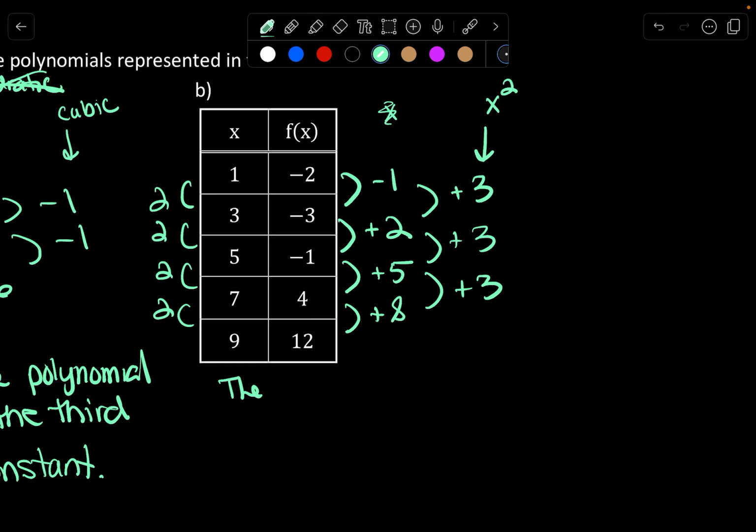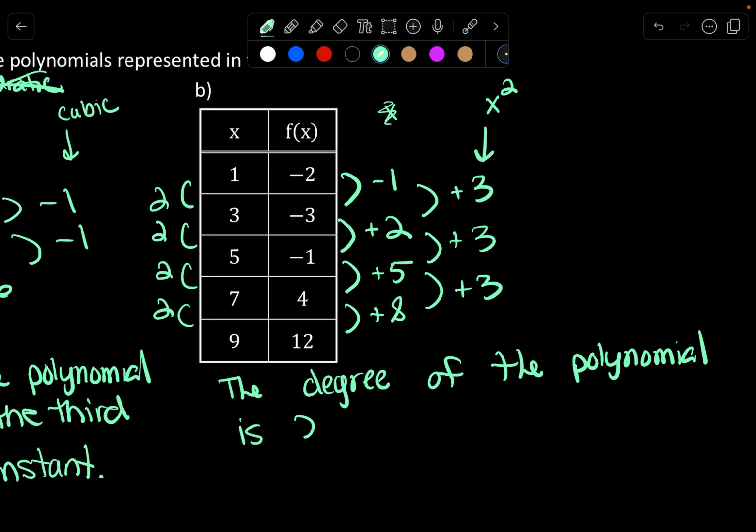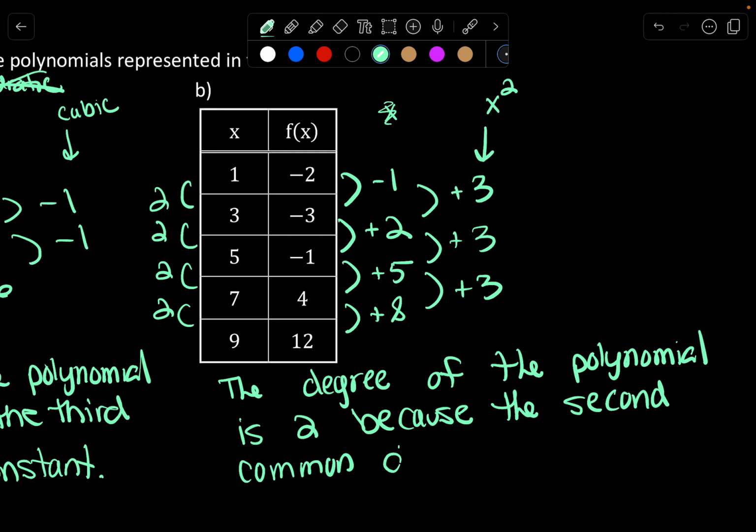So the degree of the polynomial is 2 because the second common difference is constant.